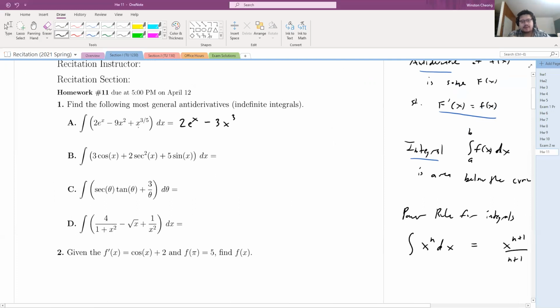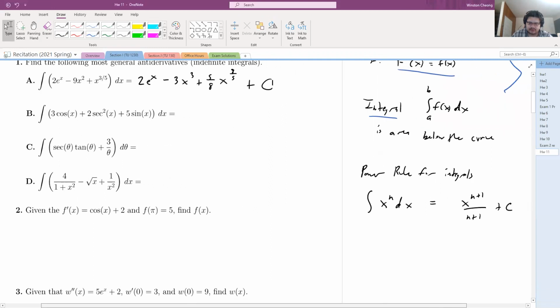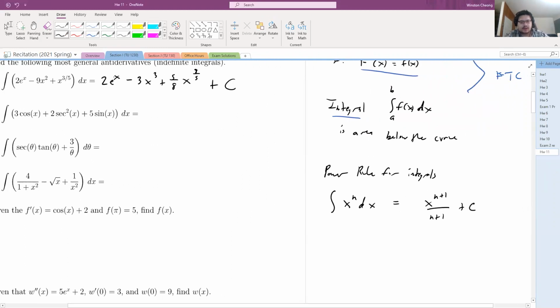So for this third term, n is 3/5. So we add 1 to 3/5, and we get 8/5. And then we would want to divide by 8/5, but I may as well reciprocate this instead, just to make it look a little bit more clean. And then the very last part is we put a plus c at the end. There's one caveat to this power rule, which is that n cannot equal -1, since if it were, then this wouldn't be defined.